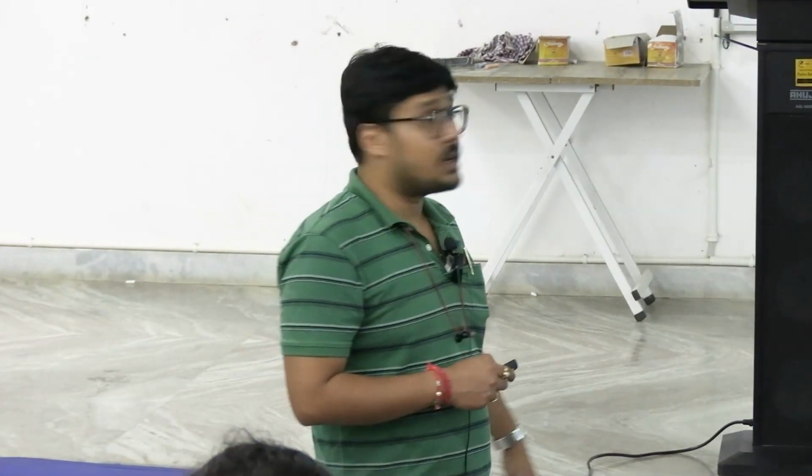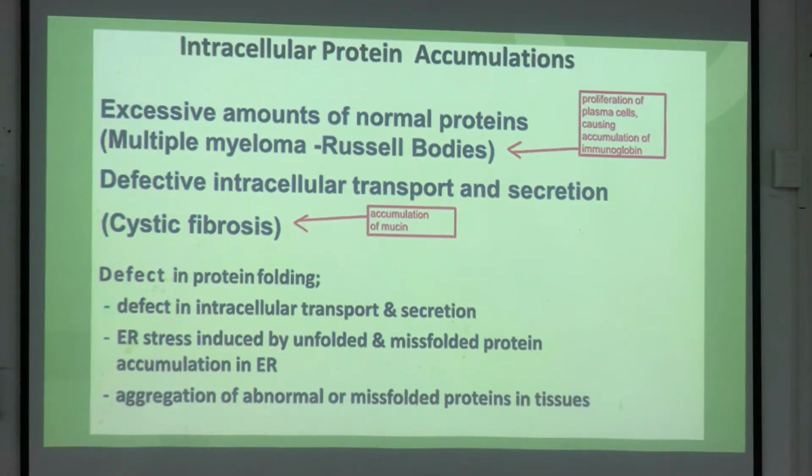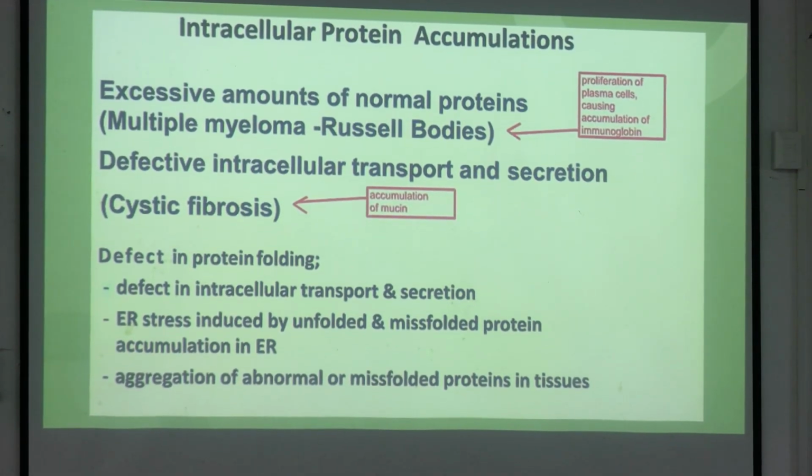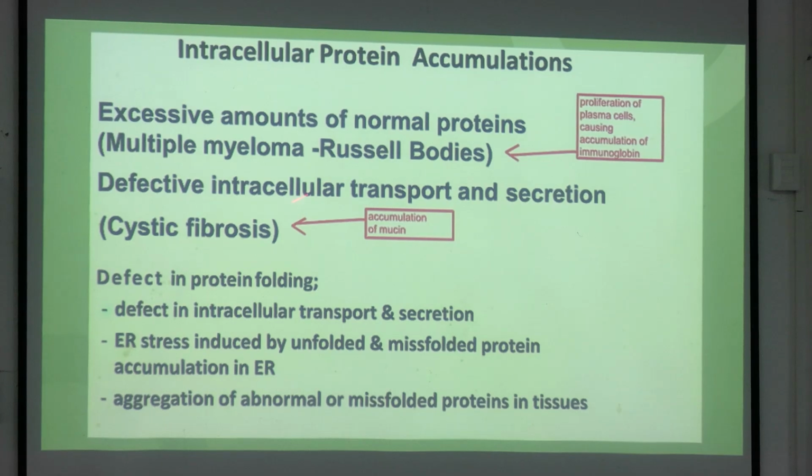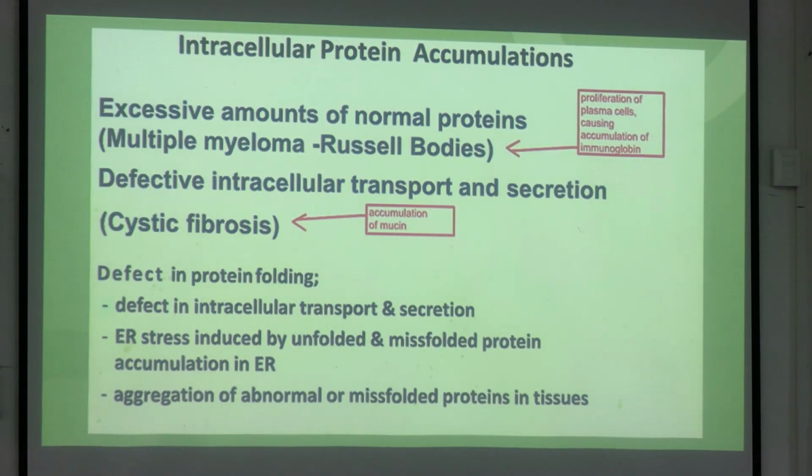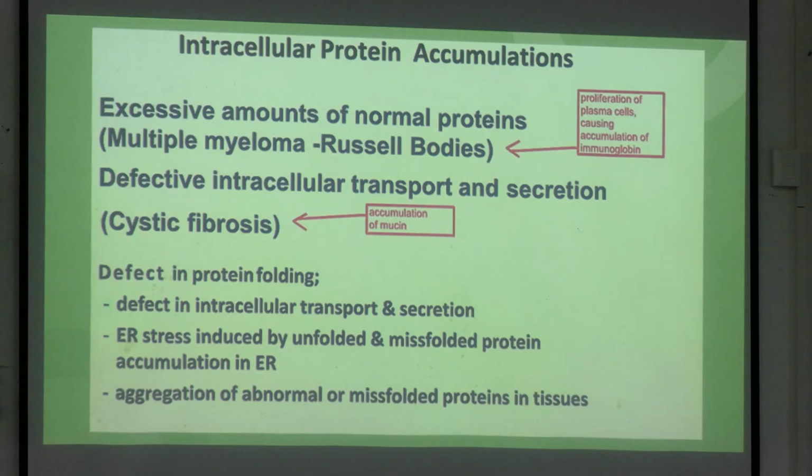বোঝা গেল? তাহলে এটা cholesterolosis. Next, lipid accumulation is over. Intracellular protein accumulation, where you can see two important diseases: multiple myeloma and cystic fibrosis.